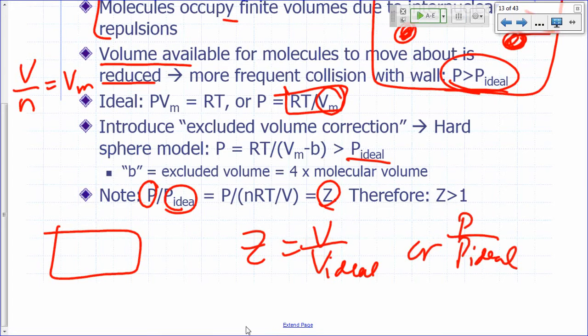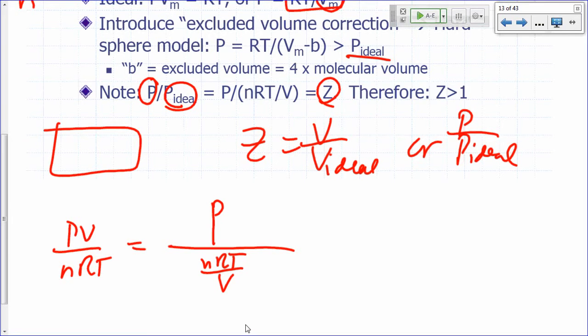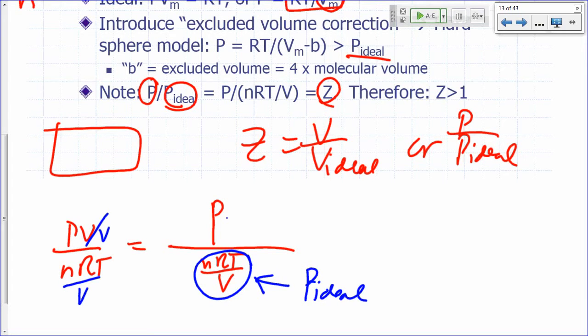Pressure over nRT over V, right? That's another way of writing PV over nRT. I'm dividing both numerator and denominator by volume. So I have pressure over nRT over V. For the same volume and temperature, this is what the pressure would be. You compare that to the actual pressure, P over P ideal, that's your Z.